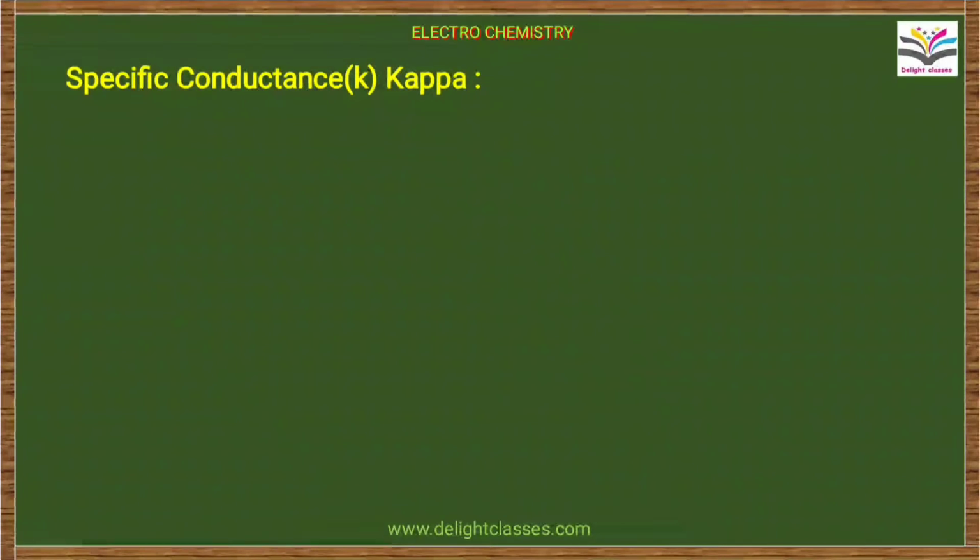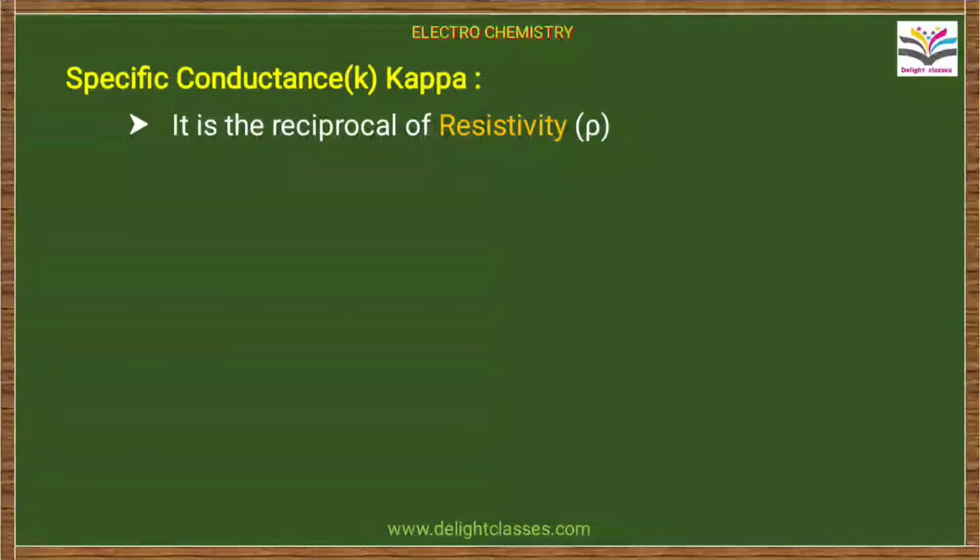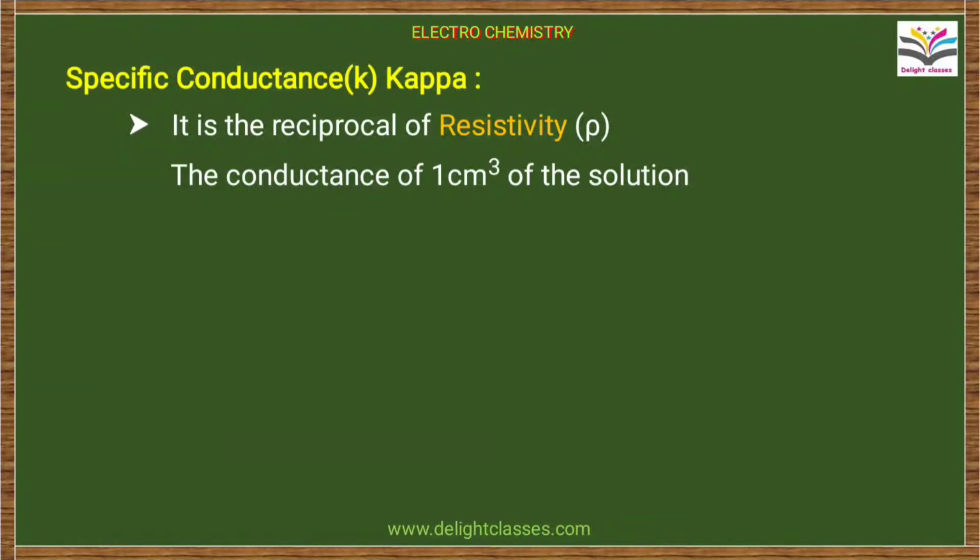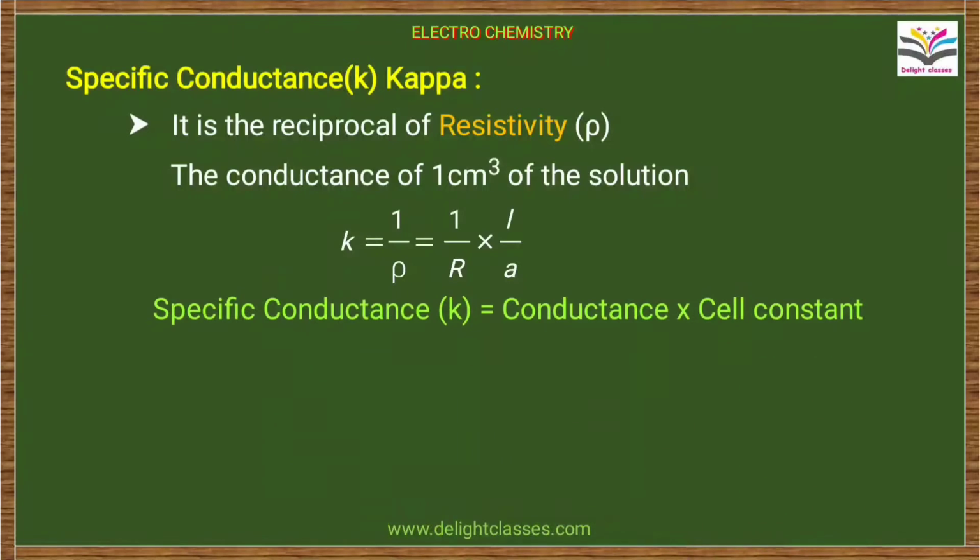Specific conductance. It is the reciprocal of resistivity rho. It is the conductance of 1 cubic centimeter of the solution. K is equal to 1 by R into L by A. Specific conductance is equal to conductance into cell constant.